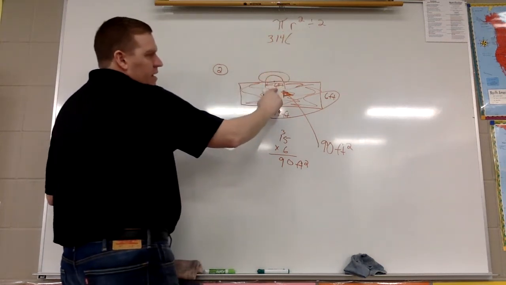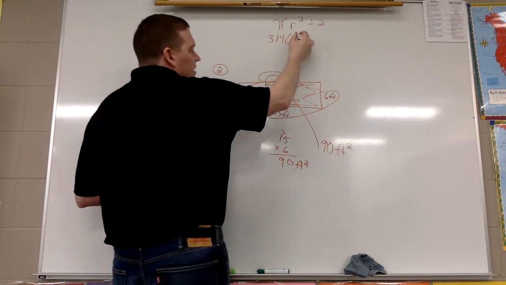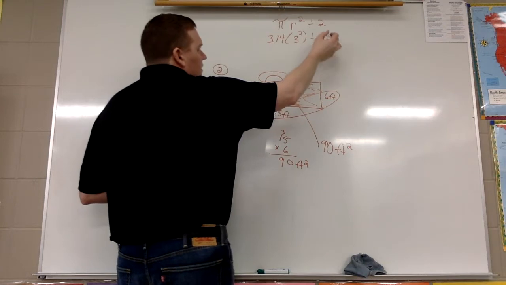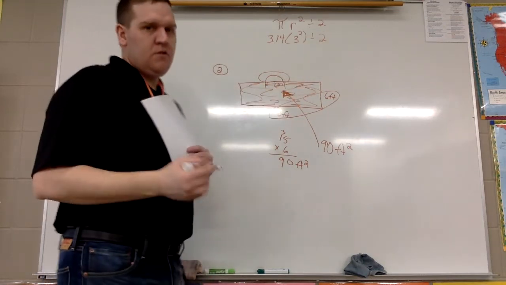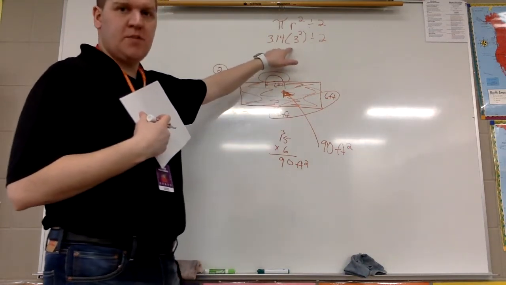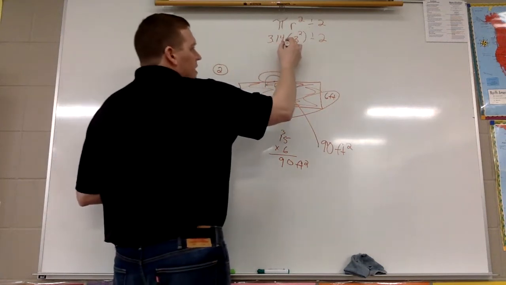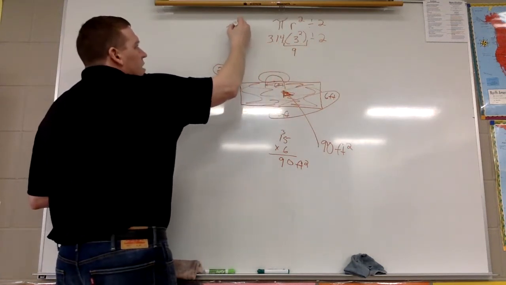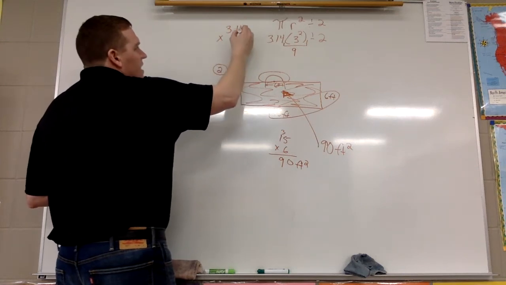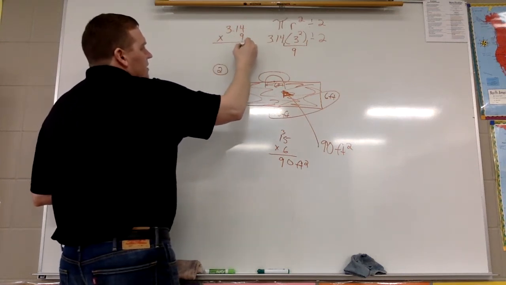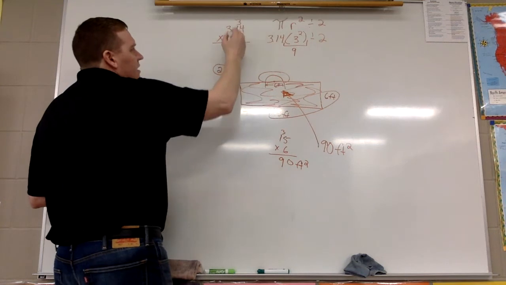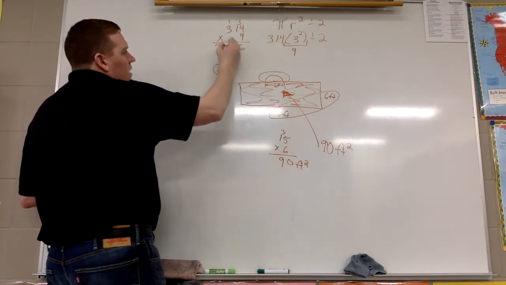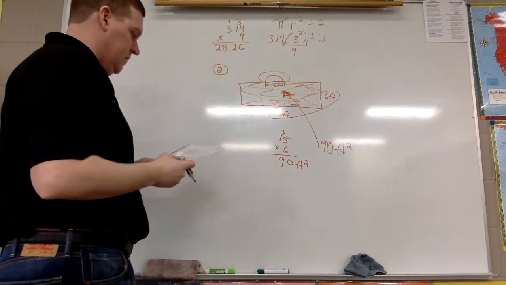My radius, if my diameter is 6, my radius is 3. So I take 3 to the second power, divide by 2. Okay? Order of operations. I solve my exponents first. So 3 to the second power is 9. So 3.14 times 9 is 6. Carry a 3, 9, 10, 11, 12. Carry a 1. And I get 28.26. Okay?